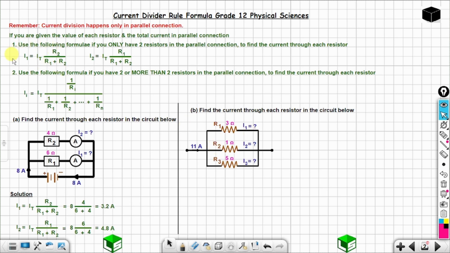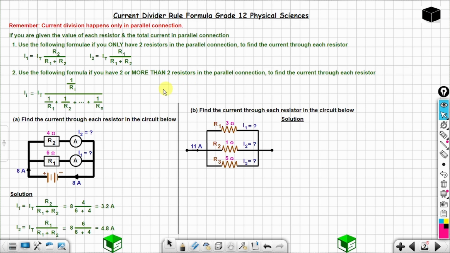You can only use this formula and this formula when you have 2 resistors in parallel. But now in this case, you have 3 resistors in parallel. So we have to find I1, I2, I3. So, solution, we are going to use this formula because we have 3 resistors, more than 2. You can use this formula when you have 2, 3, 4, 5, 6, and so on.